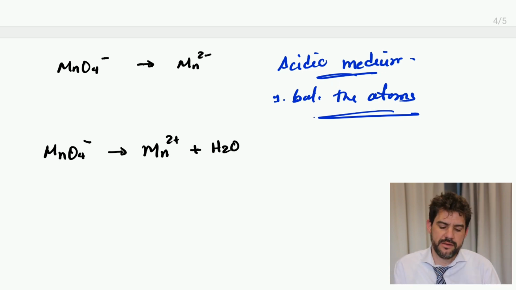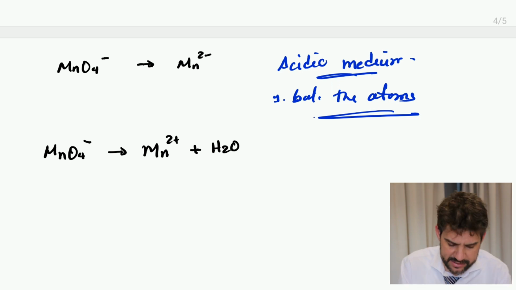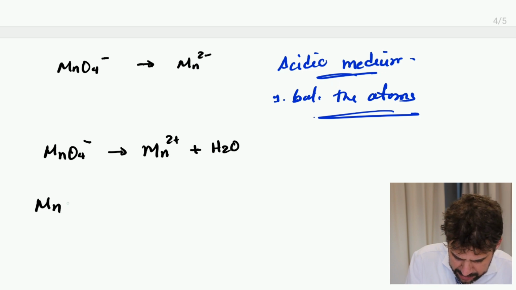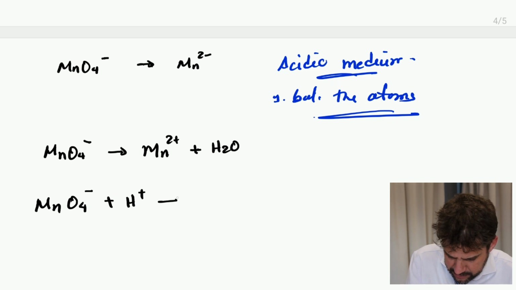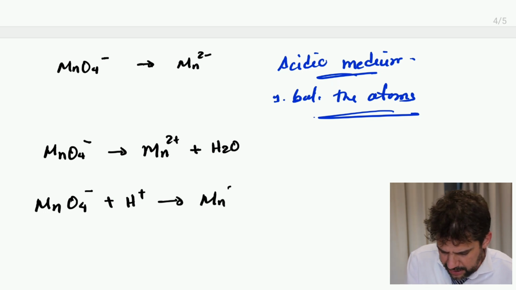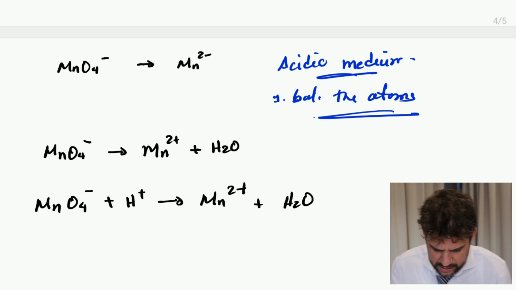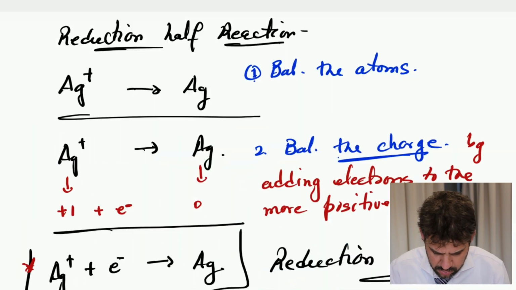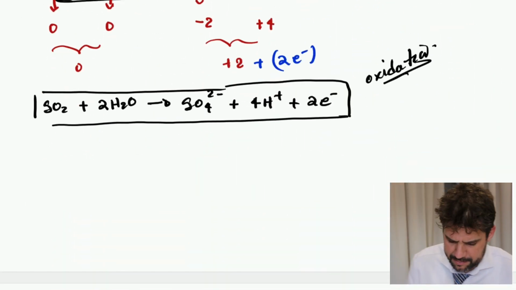Now I have oxygen on both sides, but the hydrogen is now messed up. So we have to add hydrogen ions to balance that one. Where are we going to add? On the left-hand side. So we have now MnO4- plus H+ giving you Mn2+ plus H2O. Let me make sure it's Mn, the 2+, there we go. Okay, so we are up until here.